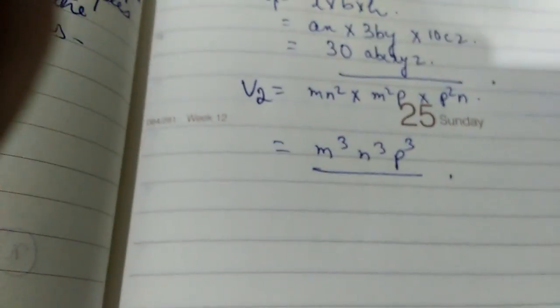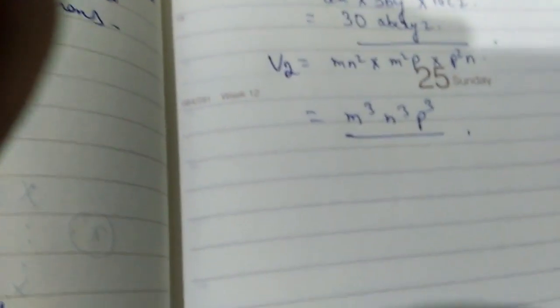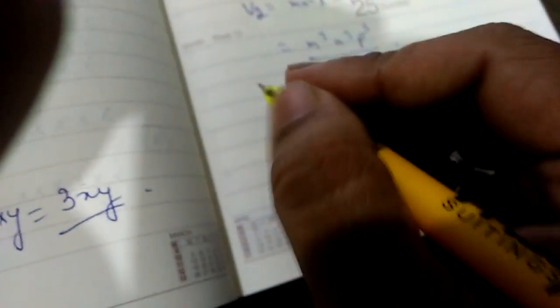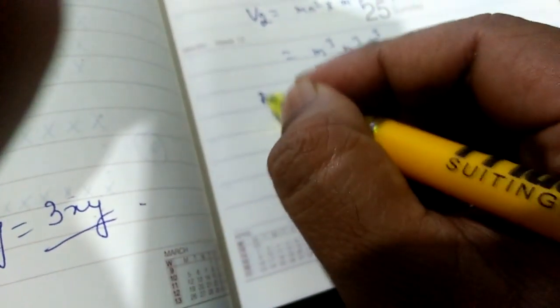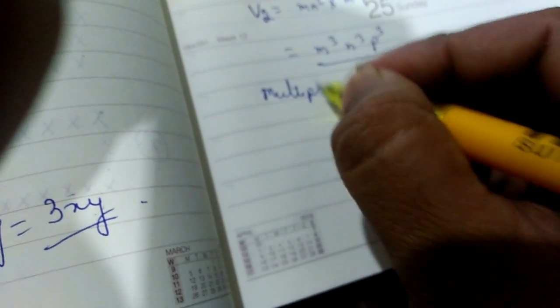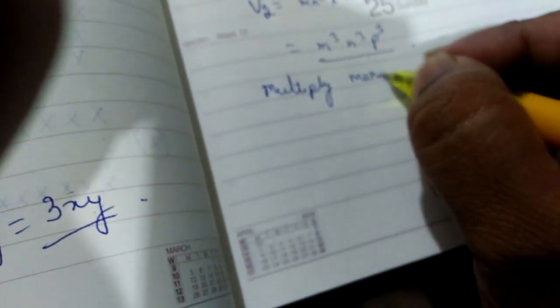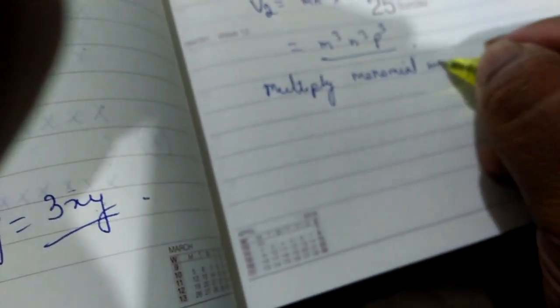Okay, so then comes multiplication of a monomial and a binomial. So, multiply a monomial with a binomial.